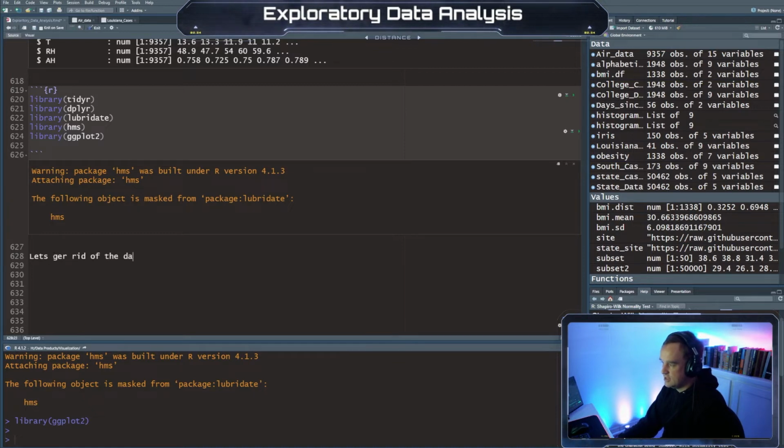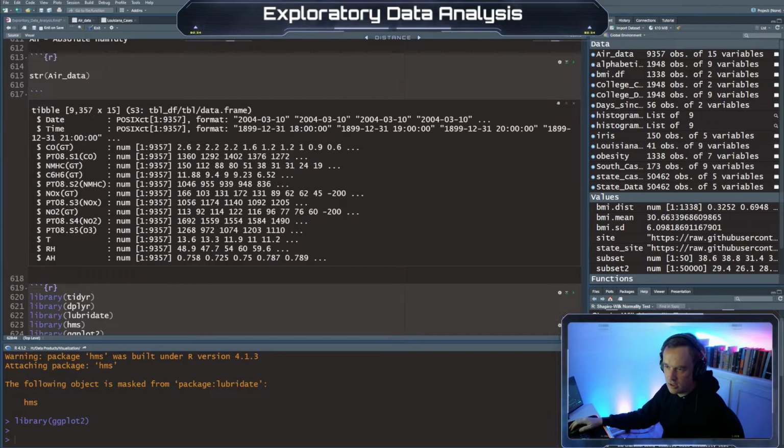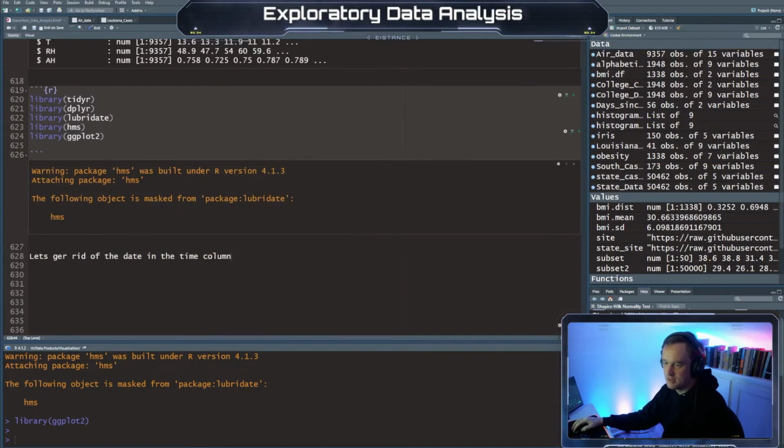Let's get rid of the date and the time column. If we look at our date, we have our date here, and then we have also a date in this column, right? We have two dates, and one of them says it's from 1899, which is not correct. This date's all messed up, so we want to remove that.